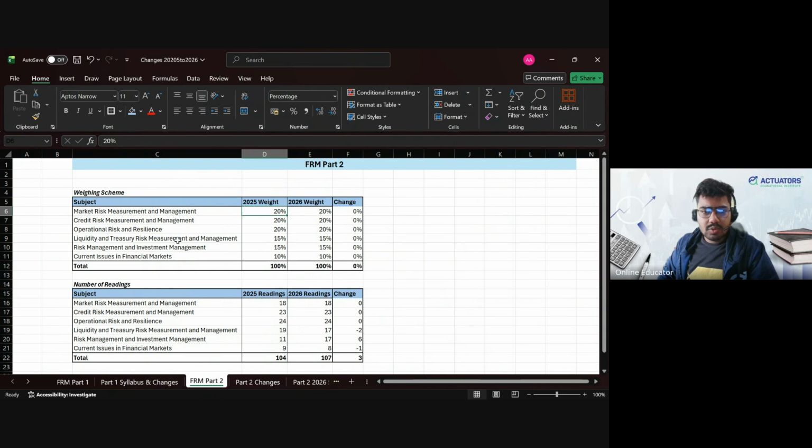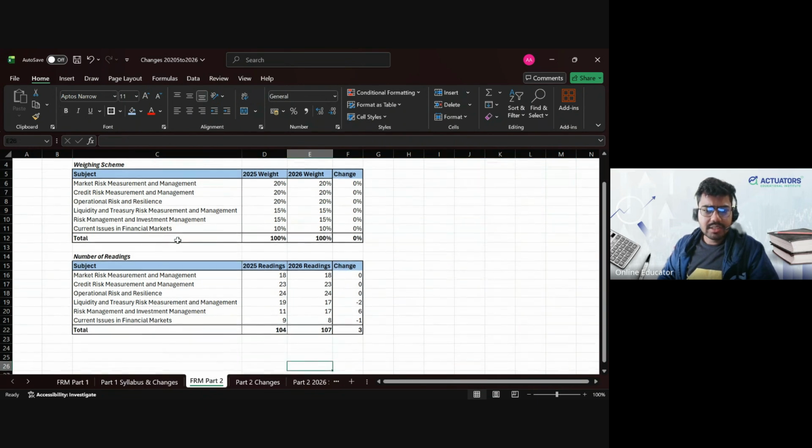So the weighing scheme goes like 20%, 20%, and 20% in the first 3 subjects, and then 15% and 15% in the fourth and fifth subjects, and 10% for current issues. And in 2026, the same percentages remain intact. There's no change in there.